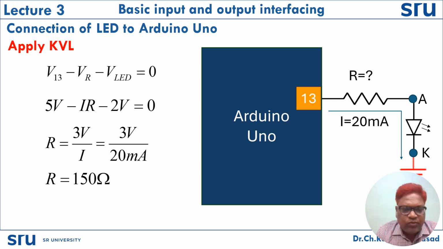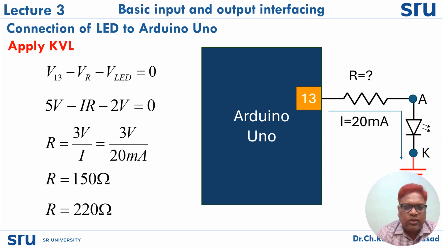But normally we cannot get a 150 ohm resistor in the market, so we need to go with a higher value of resistance. Why? Because if you choose a lower value of resistance, there may be a chance of damaging the LED. So that's why we normally go with a 220 ohm resistor.